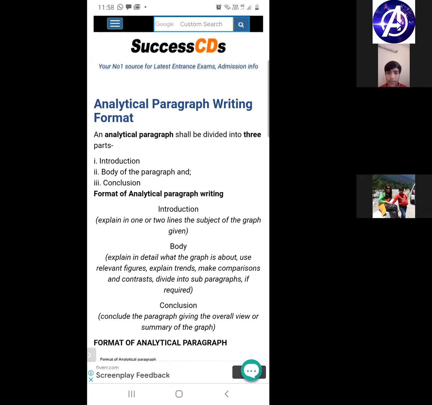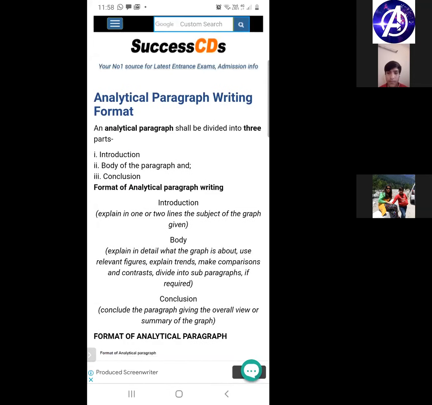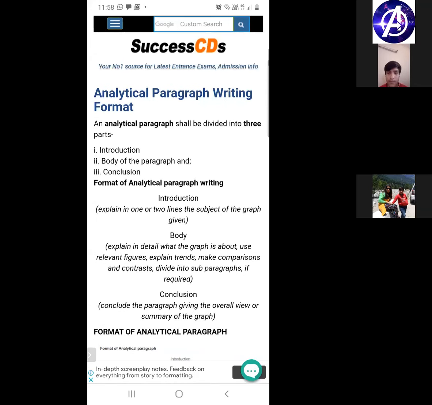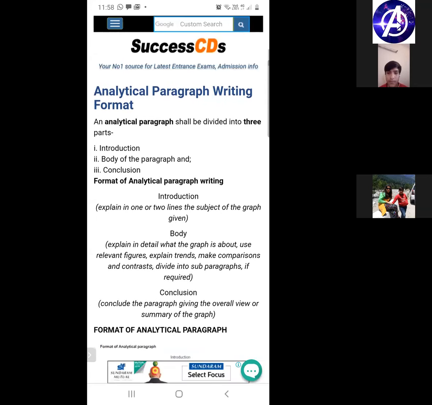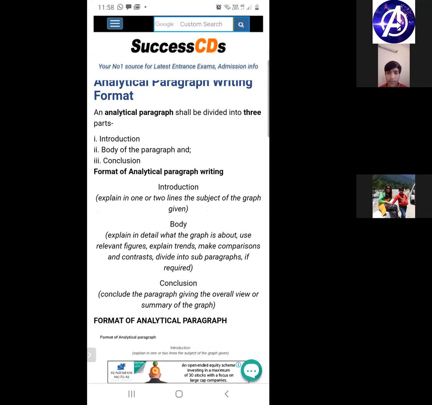The introduction is simply a line or two which tells what the figure given to you is, the input given to you, whether it's an outline, a clue, a bar chart, a bar graph, or a pie chart, anything it could be. So what it reveals, what is told in that. The introduction explains in 1 or 2 lines the subject of the graph.